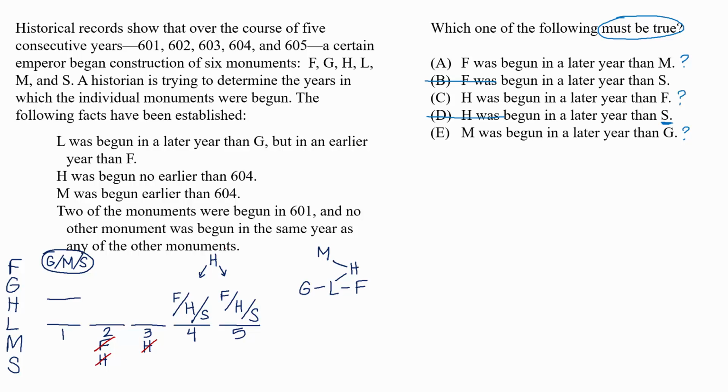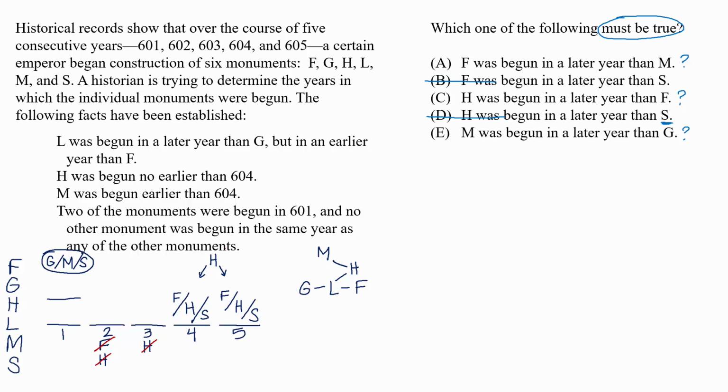On test day, if you're short on time at this point, you could tentatively pick either A, C, or E, and then circle the whole question to come back to later, knowing that you've at least eliminated two choices strategically and given yourself a better mathematical chance. And then if you had time later, you could come back and test the three choices, which we're going to do right now. A. Does F have to be later than M?